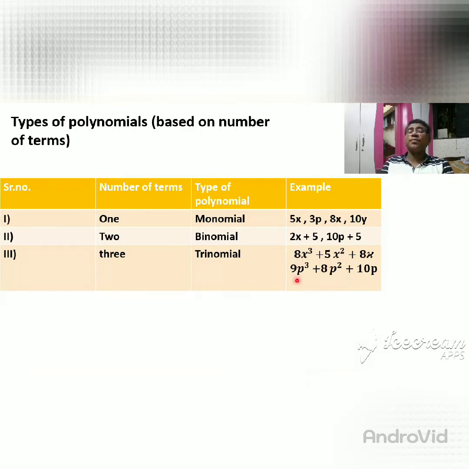Another example: 9p cube plus 8p square plus 10p. How many terms do they have? Three terms. If you want to check, count: 1, 2, 3. So if a polynomial has three terms, it is called a trinomial. I hope all of the students understand the types of polynomials: monomials, binomials and trinomials.